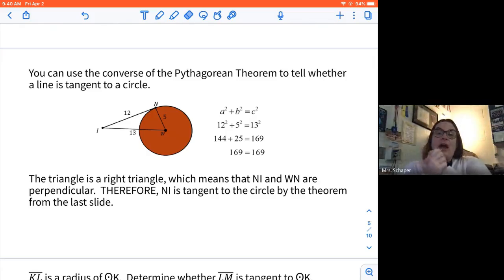Now we can use the converse of the Pythagorean theorem to tell if a line is tangent. Remember, the converse of the Pythagorean theorem says if c squared is equal to the sum of a squared and b squared, then it's a right triangle. We can use that to help us determine if a line is tangent or not. Cool stuff.